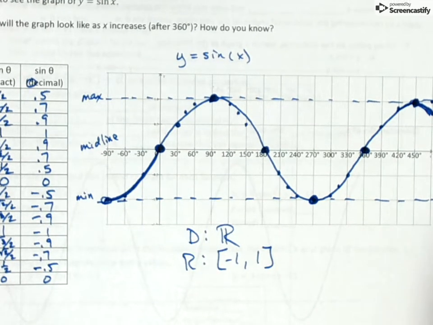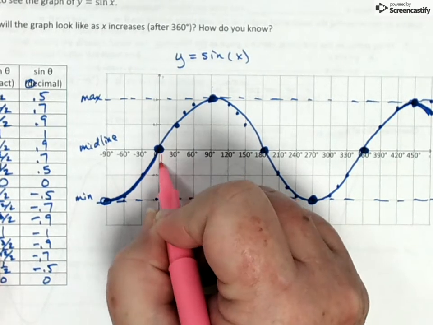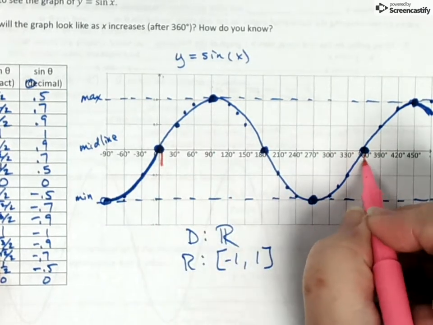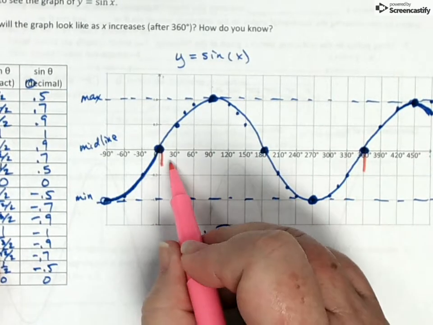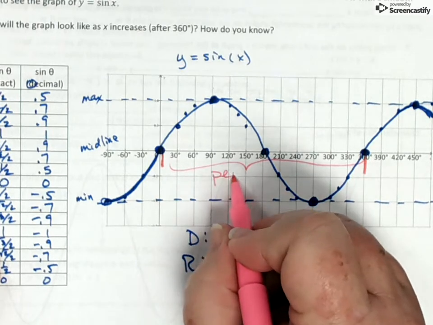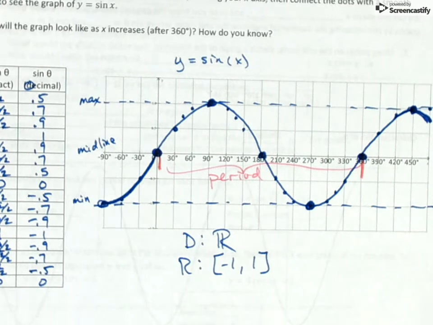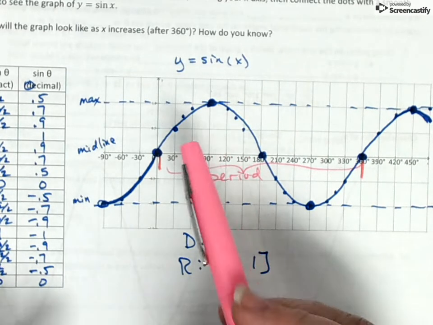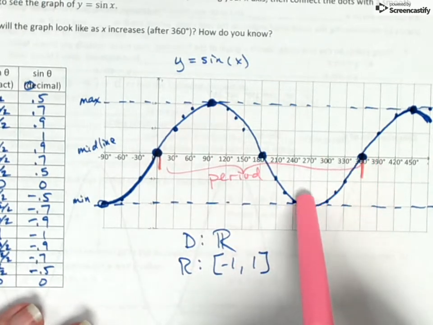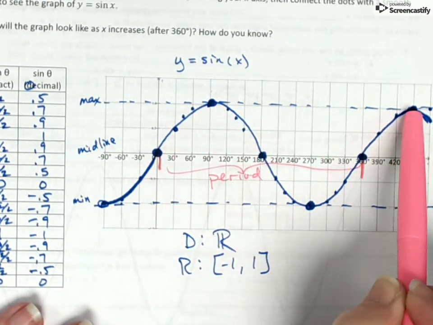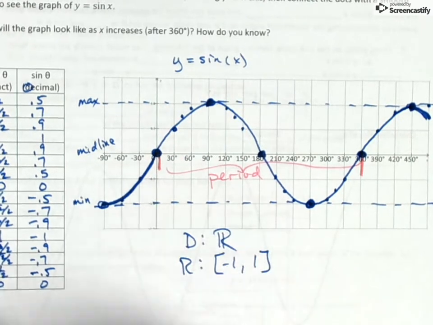Looking at this graph, I want you to recognize there is an actual cycle to it. And the distance from one midline right here to this midline right there, that distance is called one period or one cycle. And you can repeat it. You can draw 1 period, 10 periods, 95 periods. But it's always going to look like this shape repeated over and over again. And that's y equals sine of x.